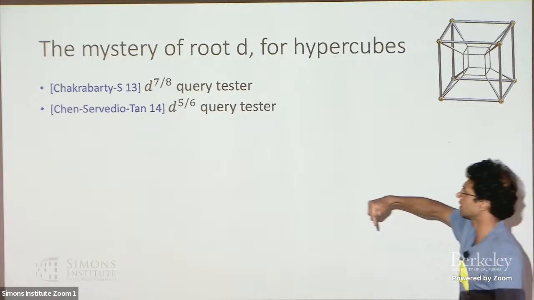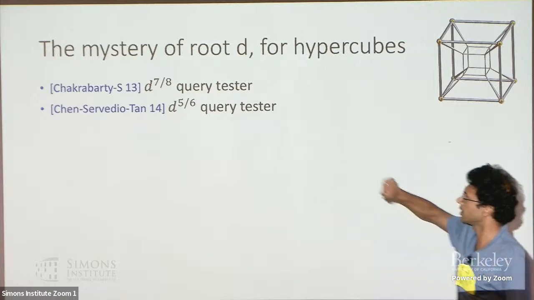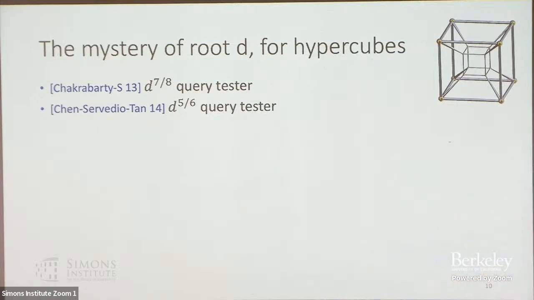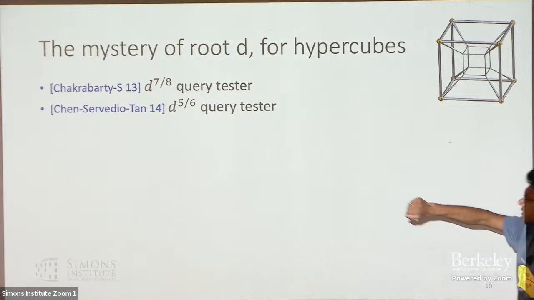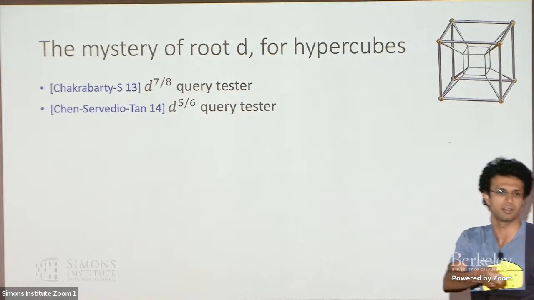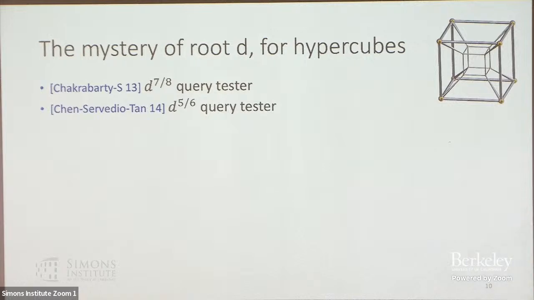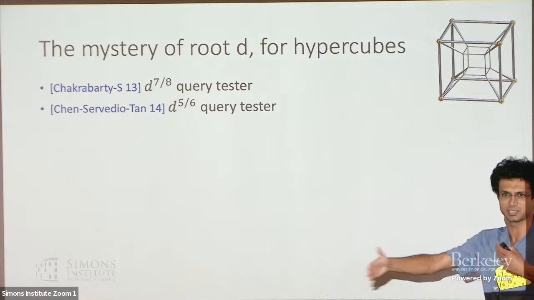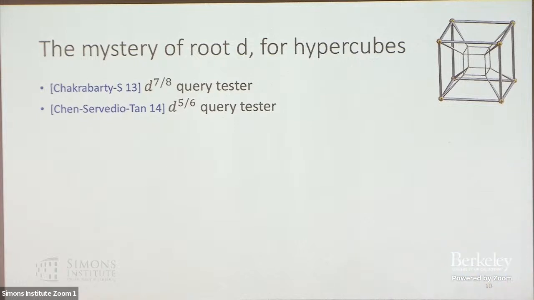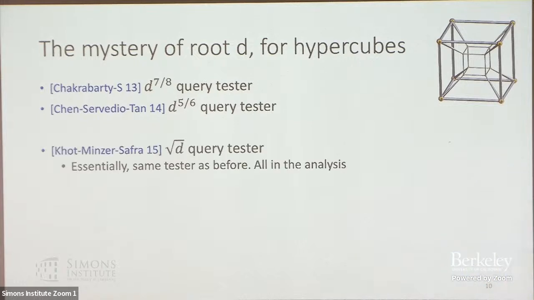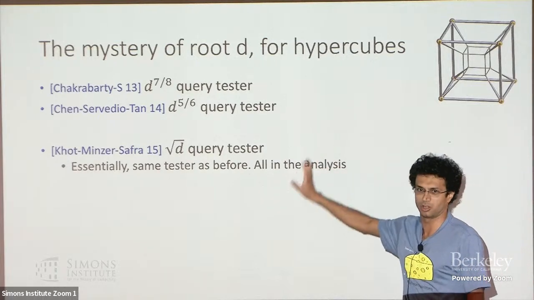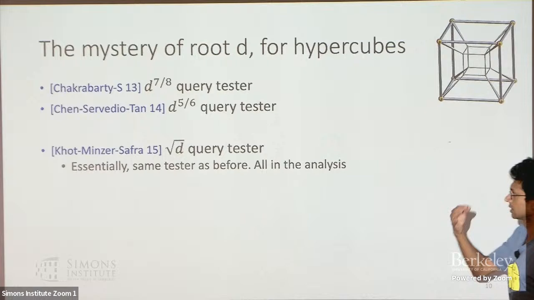So the first result in this direction, with Deeparnab Chakrabarty, was a d to the 7/8 query tester. And very soon after that, Chen, Servedio, and Tan essentially tightened our analysis and got d to the 5/6. At that point, it was clear that from whatever understanding we had, d to the 5/6 was the best we could hope for. And then a few years later, there was this breakthrough by Khot, Minzer, and Safra, which gave a square root d query tester. I'll explain how these results come about. It's essentially the same tester in all cases. It's just the analysis that was being tightened.